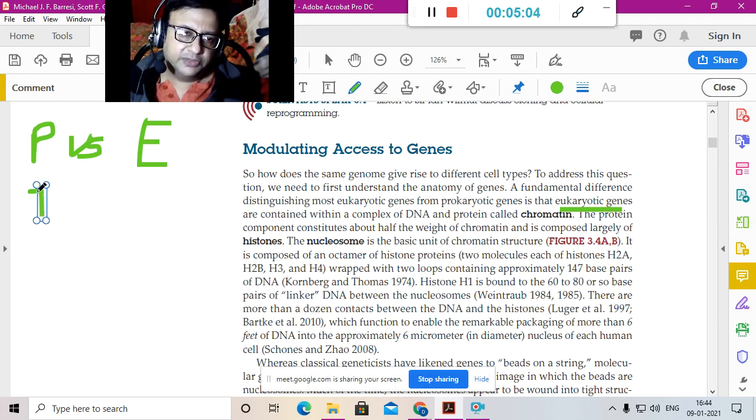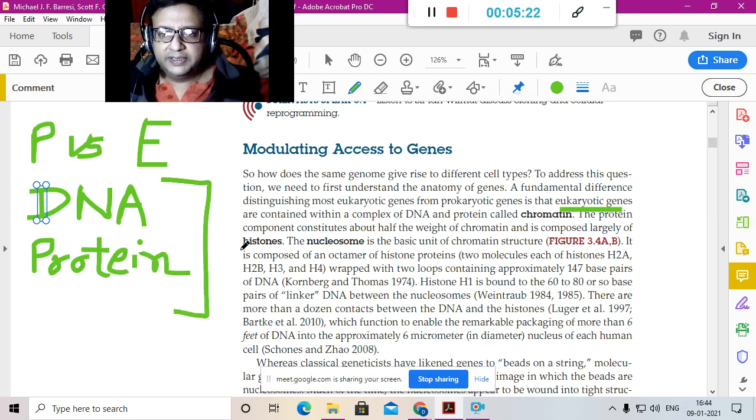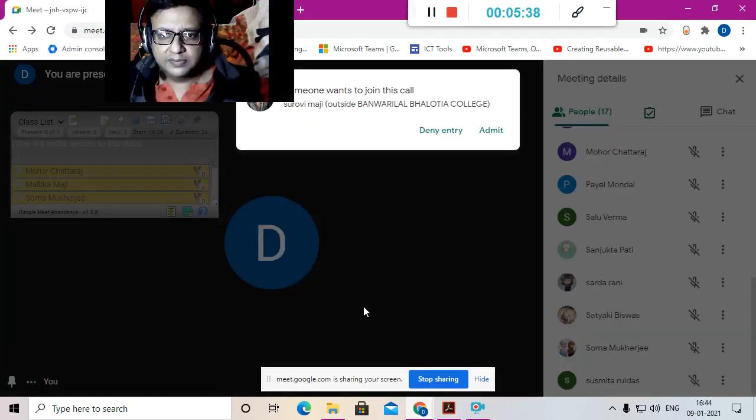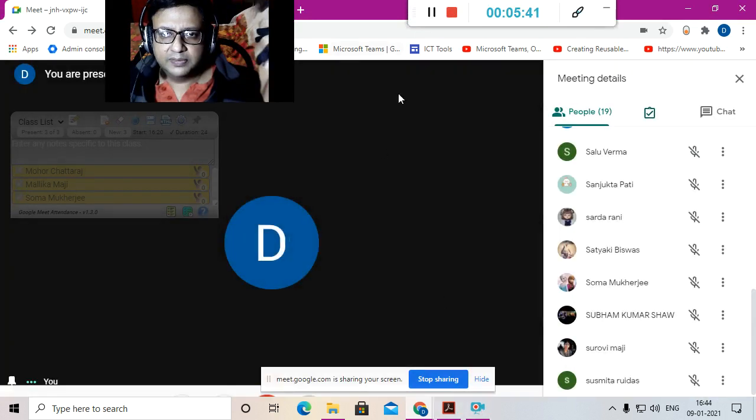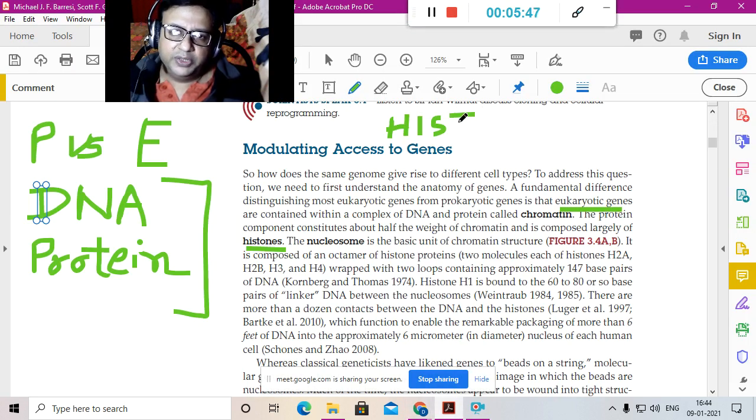So a complex of DNA and protein together form the chromatin, and this protein component is predominantly made up of proteins known as histones.